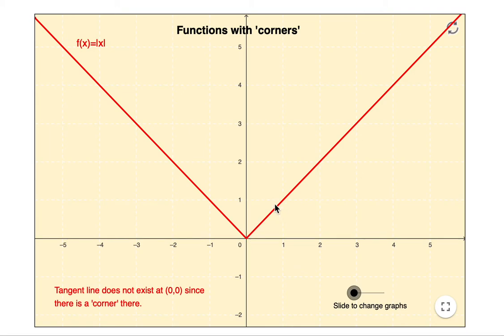But the limit of the slope this way and the limit of the slope this way are different, -1 and +1, meaning that the limit of the slopes doesn't exist, so that it is not differentiable at the corner. Although the point exists, okay, this is continuous through that point, the slope does not exist at that point.